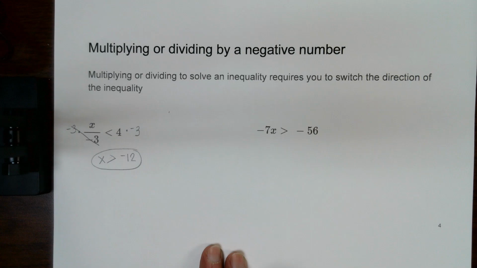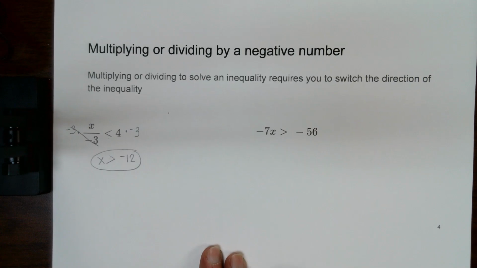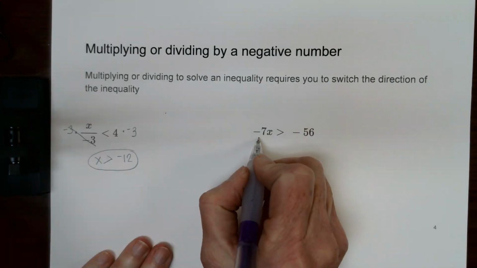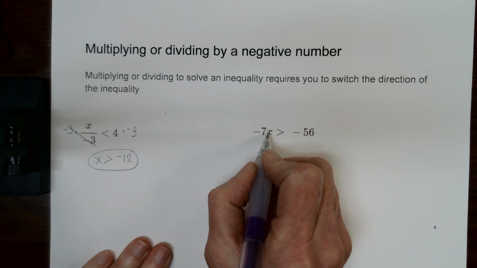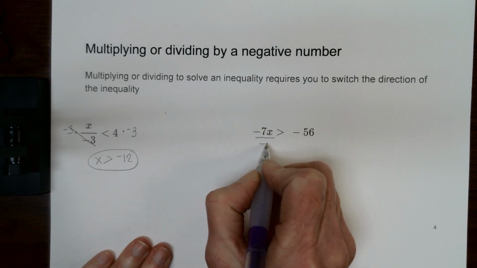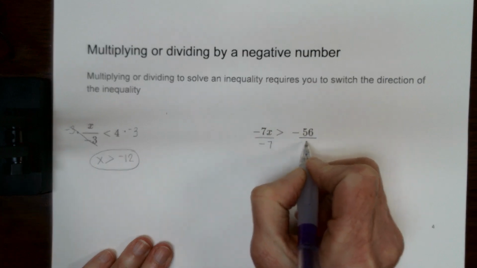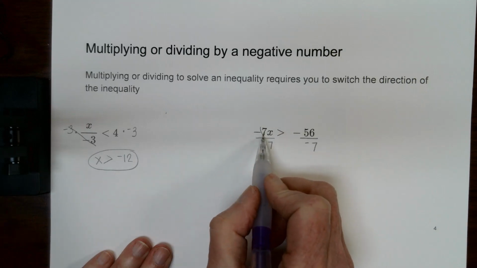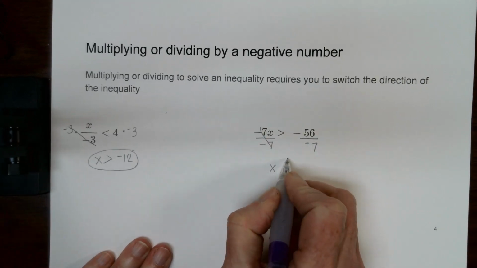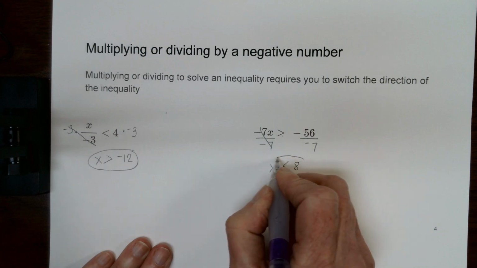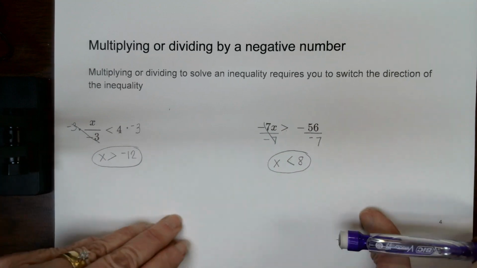If I multiply or divide by a negative to solve an inequality problem, I have to switch the direction of the inequality. This one, I have negative 7 that is multiplied by the x. The way that I get rid of something that's multiplied is I divide. What I do to one side, I do to the other side. So I have divided by a negative number to solve it. So I switch the direction of the inequality, and I get x is less than 8.